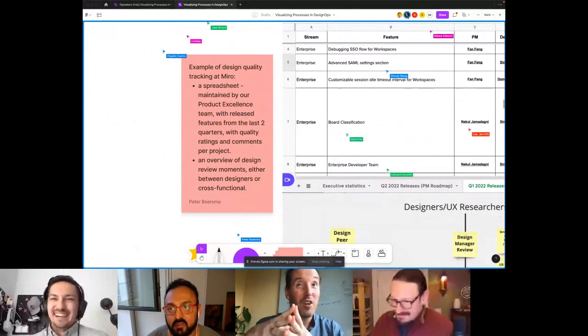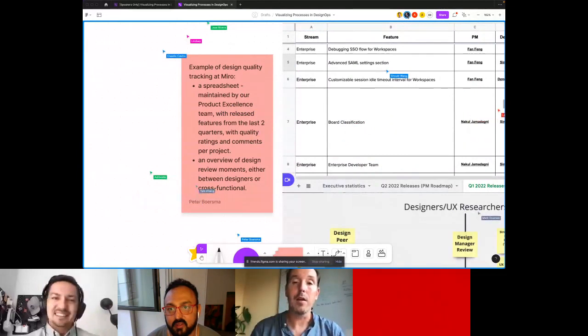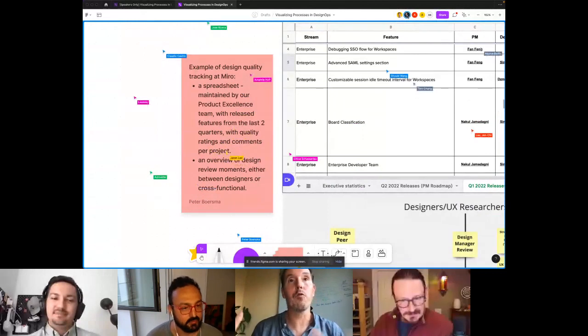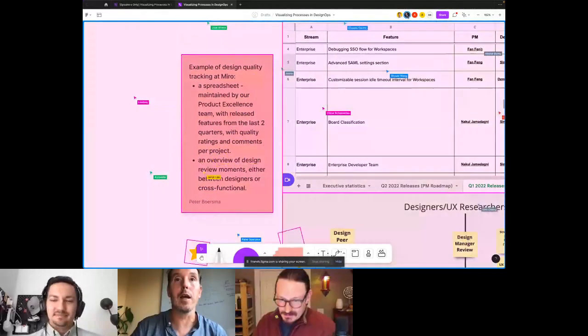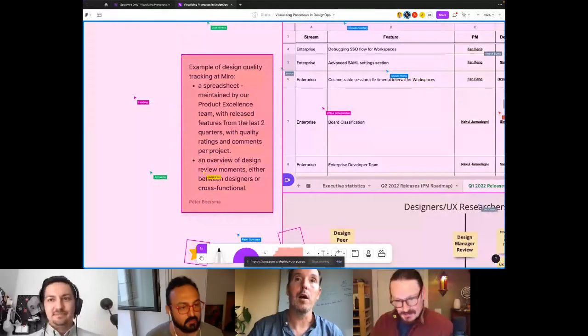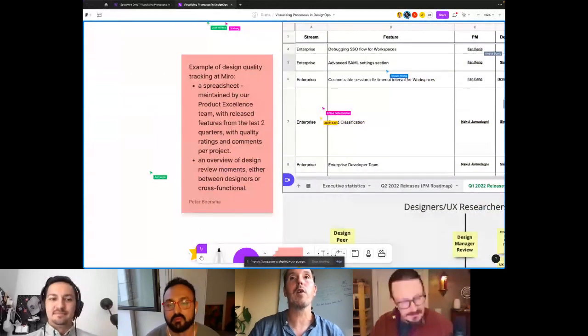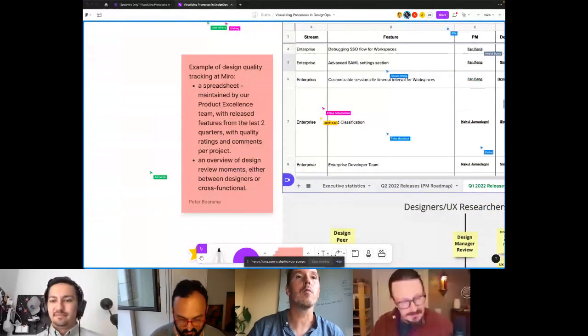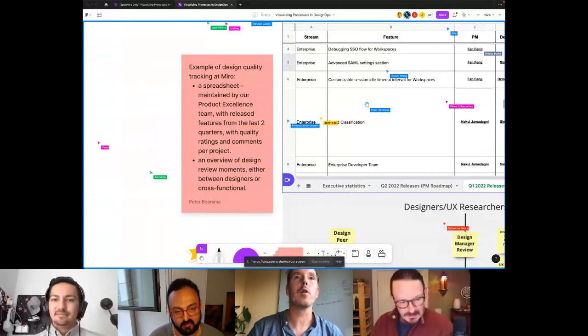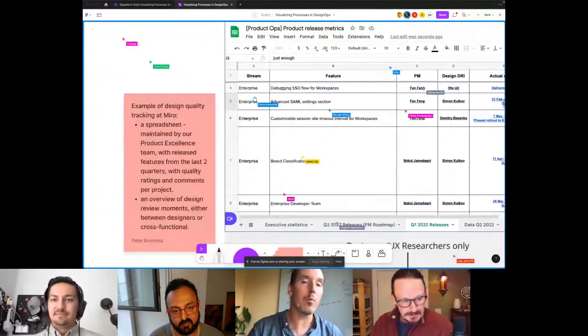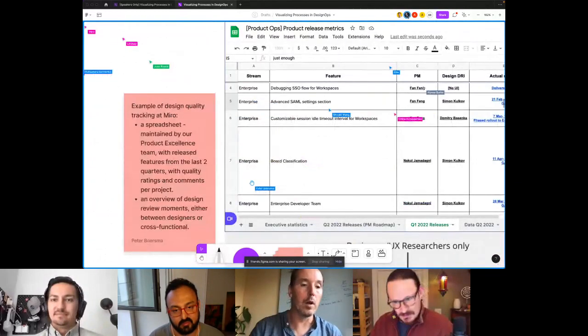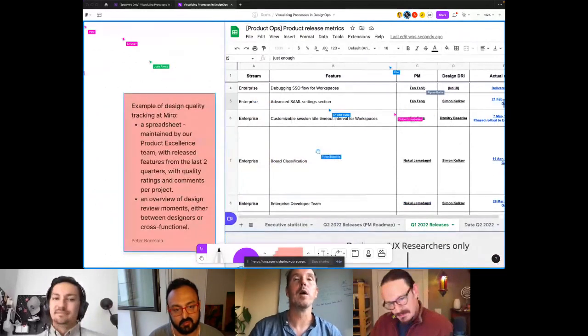What I pasted was two images. One is a piece of a spreadsheet that we use to track projects, in this case from 2 releases. Again, it's a snapshot, so you only see a couple of projects listed from our enterprise stream, which is more of our administrative stream.